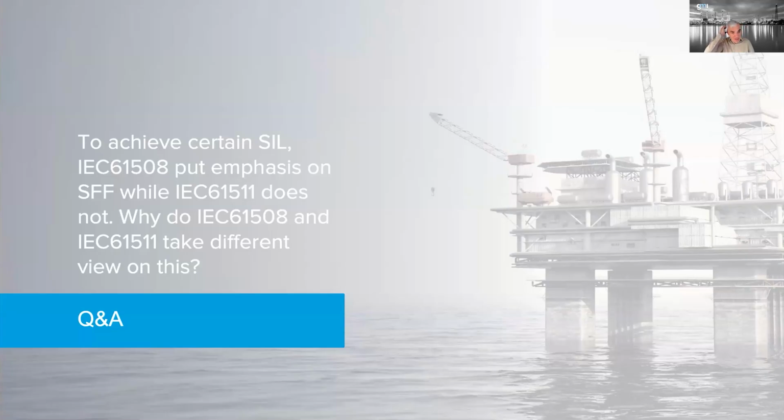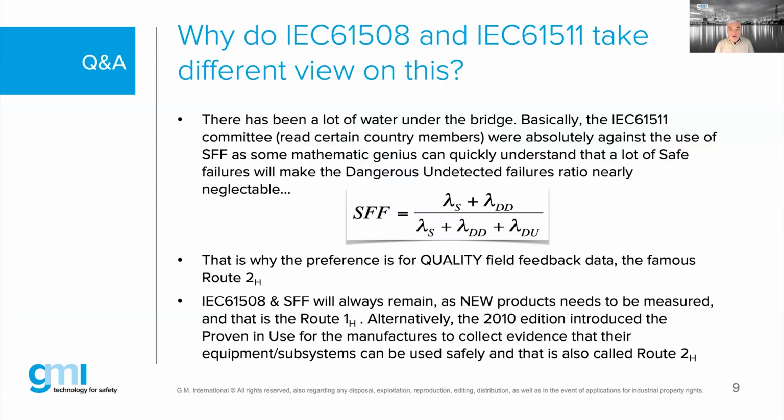To achieve a certain SIL, 61508 puts emphasis on SFF, while 61511 does not. Why do 61508 and 61511 take different views on this? That's a good one, because that question actually came up yesterday, again, on one of the forums. And again, a specialist on ChatGPT, or one of them, is saying 61511 takes care of safe failure fraction also. Well, unfortunately, that is totally and utterly wrong.